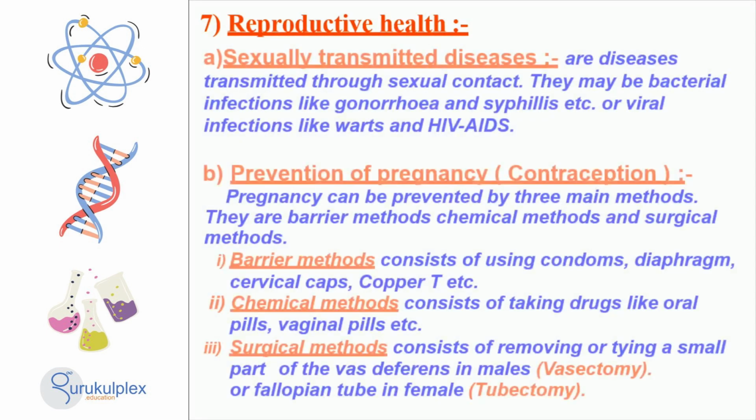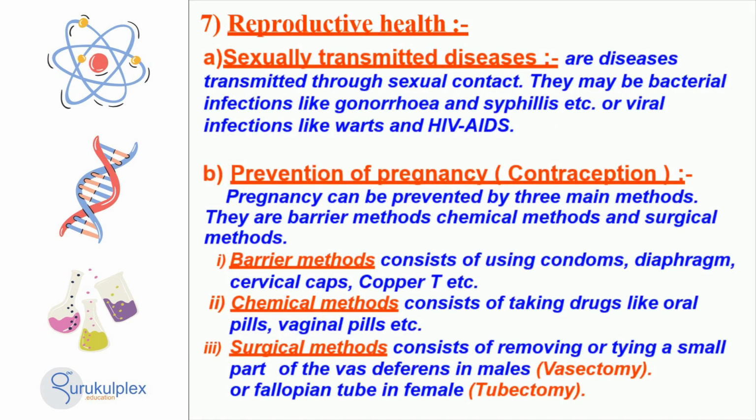Reproductive health is an important issue with various repercussions. Sexually transmitted diseases can pose a severe health hazard. To reduce the chances of unwanted pregnancies, there are various methods available such as barrier, chemical, and surgical. Barrier methods could be using condoms, diaphragms, cervical caps, or copper tees. Chemical methods involve taking oral and vaginal pills. Surgical methods involve tying or removing a small part of the vas deferens in males, or the fallopian tube in females.